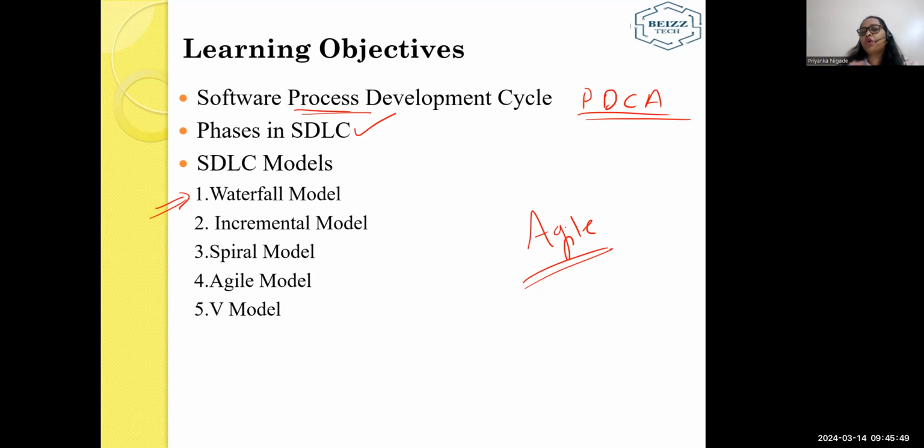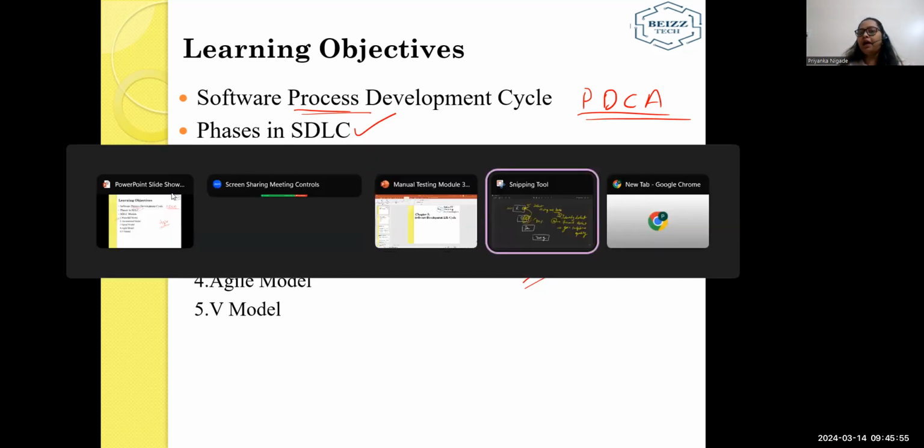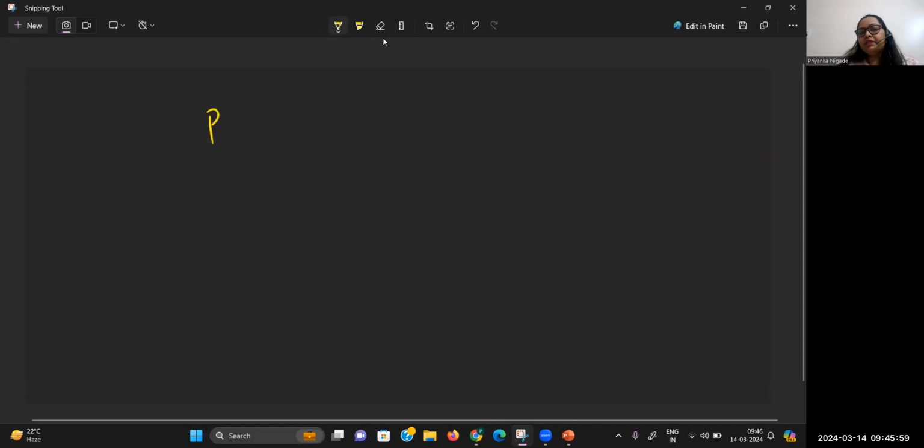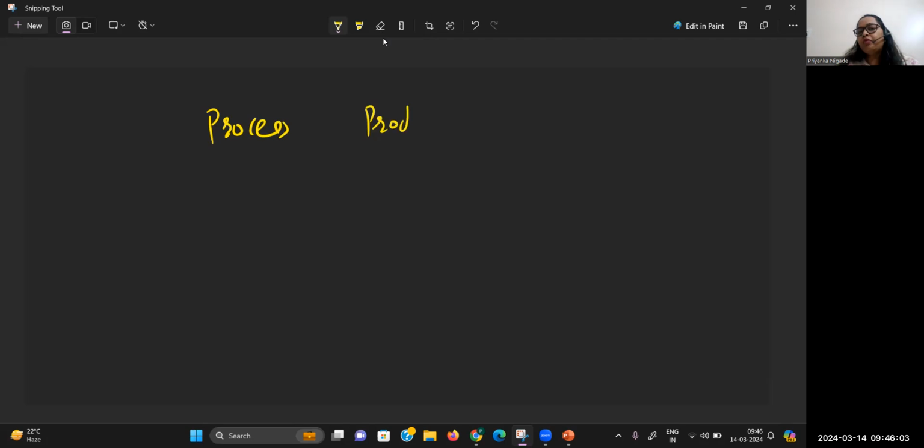So first of all, what is the software process development cycle? What do you mean by process? See, in the IT industry, three P's are very popular. First, it's all about the process. Second, whatever product you are going to implement. And third, different people, right? What are the different people or teams you are using to implement that particular application?